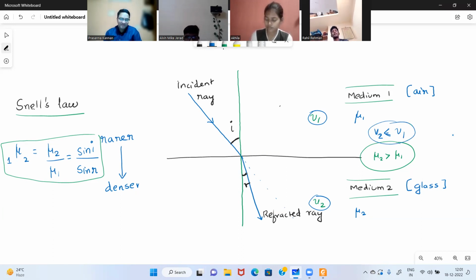And what about wavelength? You've heard about the wavelength of light, right? Yes, sir. Wavelength also will be similar to velocity. So wavelength in the denser medium will be less than wavelength in the rarer medium. Frequency will remain the same, because if you consider light as a wave, it will have frequency, time period, wavelength, amplitude. So frequency will remain the same. Velocity and wavelength only will change.